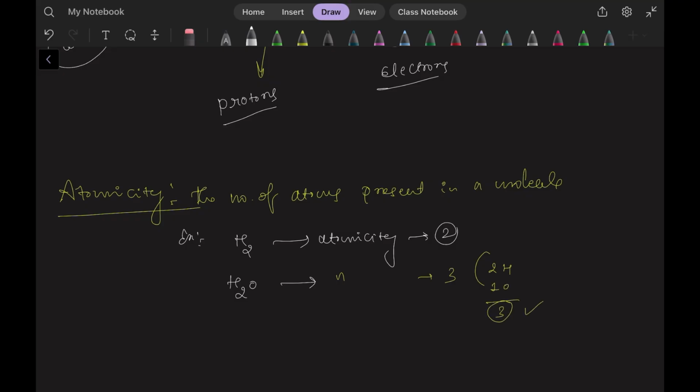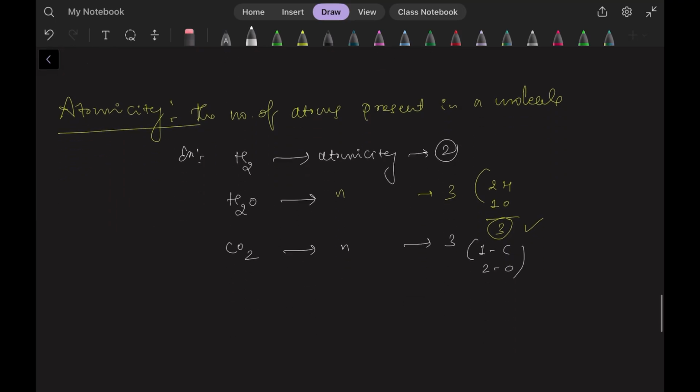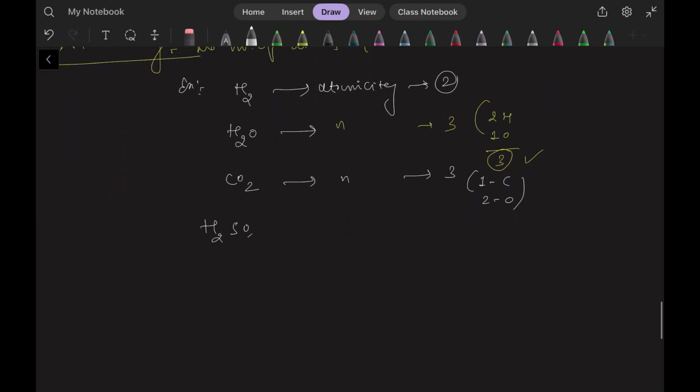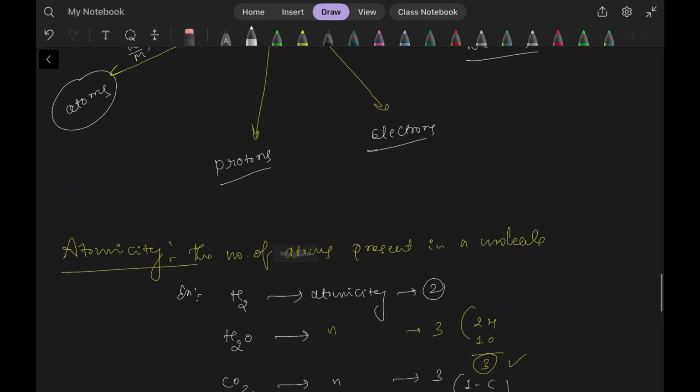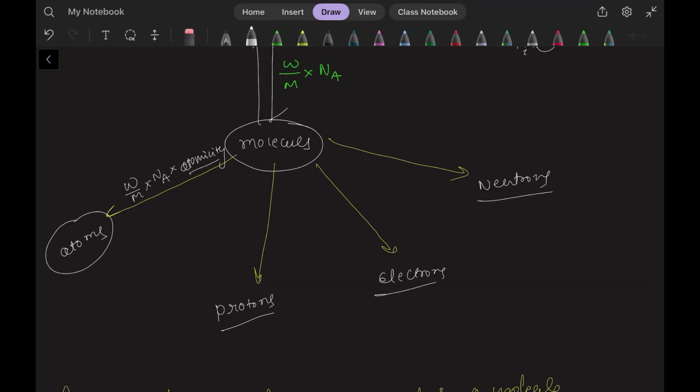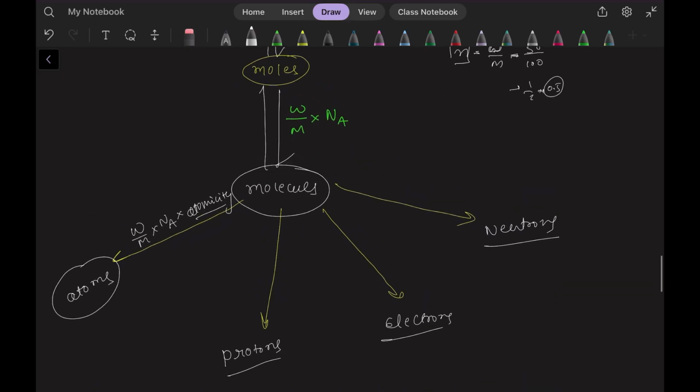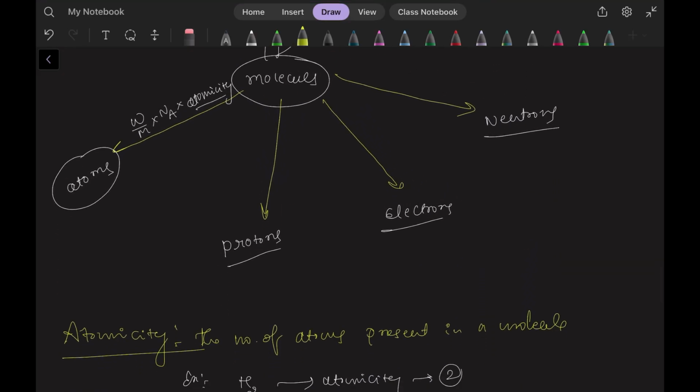Same here also. CO2, what is the atomicity? Again 3. Why? 1 carbon, 2 oxygen. When it comes to H2SO4, what is the atomicity? Here 2 hydrogen, 1 sulfur, 4 oxygen. How much? We get a total of 7 as the atomicity. I hope you will understand. Number of atoms you just need to find out. Now molecules to protons I want to convert. What do I have to do? Same to same method.